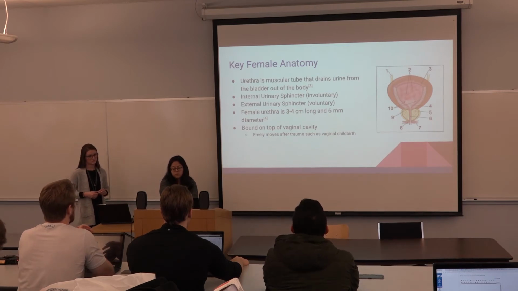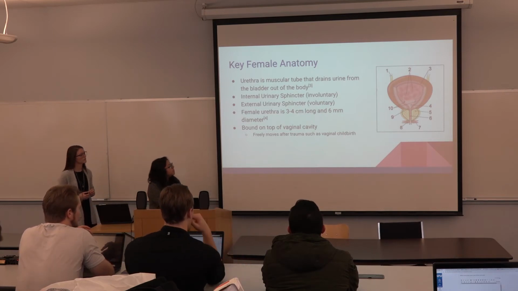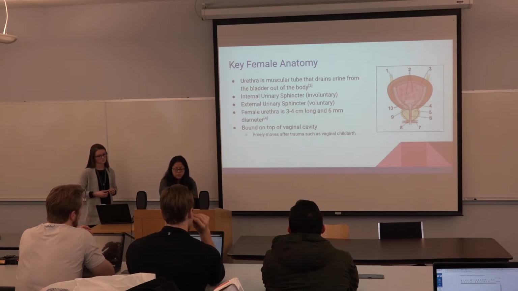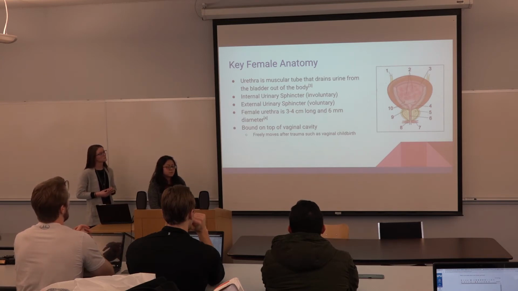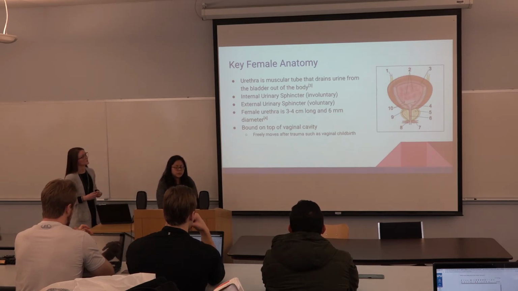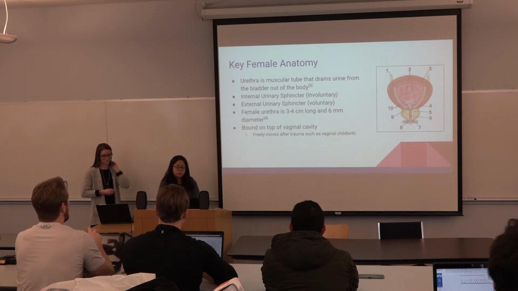So to better understand where stress urinary incontinence occurs, it's important to understand the key female anatomy. So number 6 is the urethra, and this is the muscular tube that the urine exits from the body. This big balloon is the bladder, and in your urethra you have 2 sphincters, an internal and an external. Your internal urinary sphincter is involuntary, which means it's controlled by the autonomic nervous system. So as your bladder is completely filled up, this involuntary sphincter will open, but you have an external sphincter that is voluntarily controlled, and that's what holds the urine in.